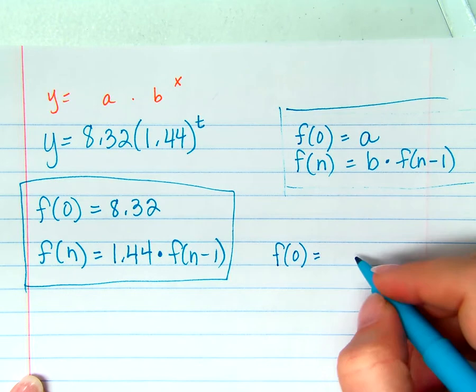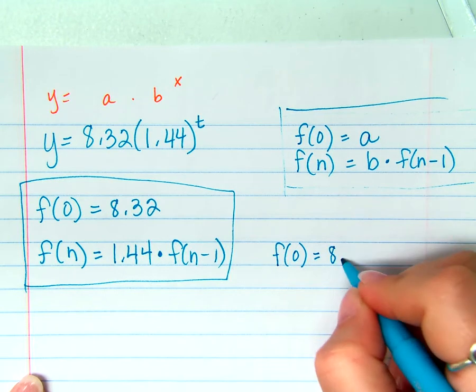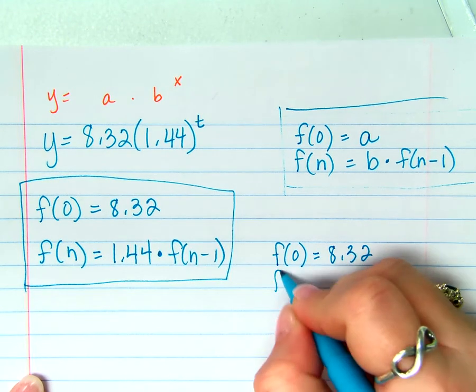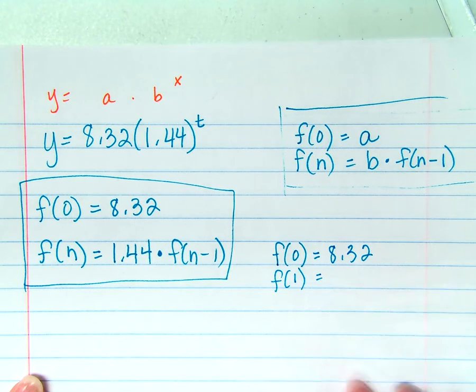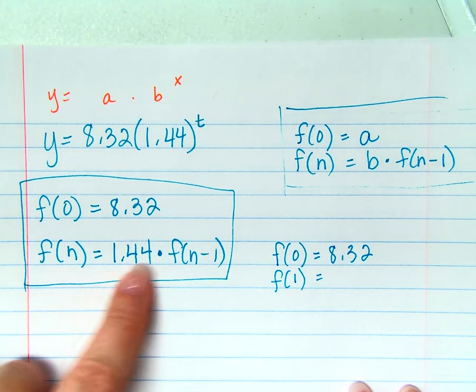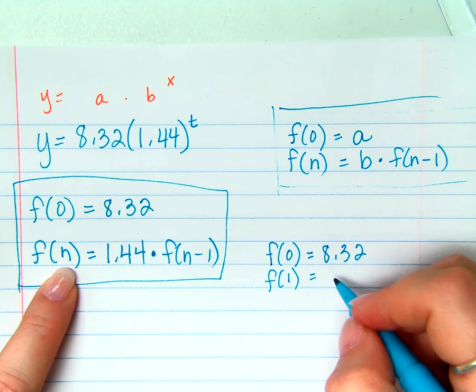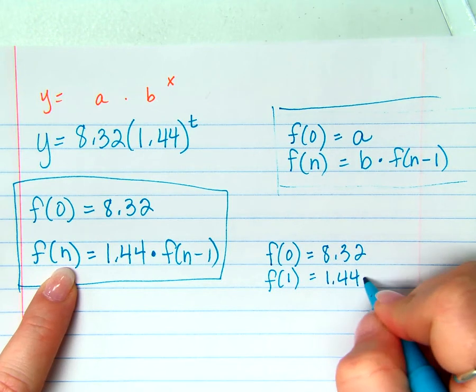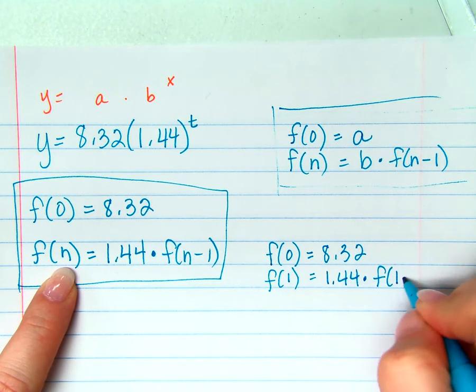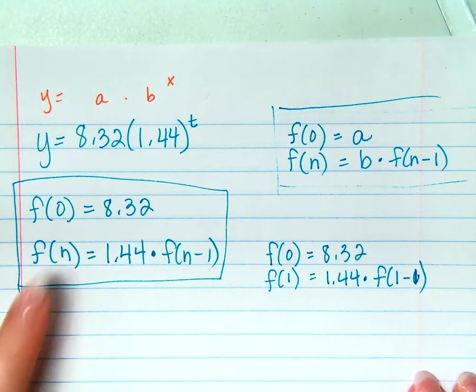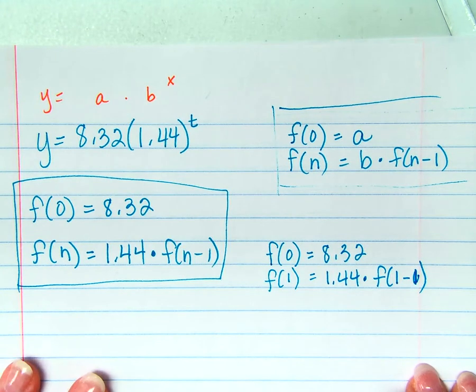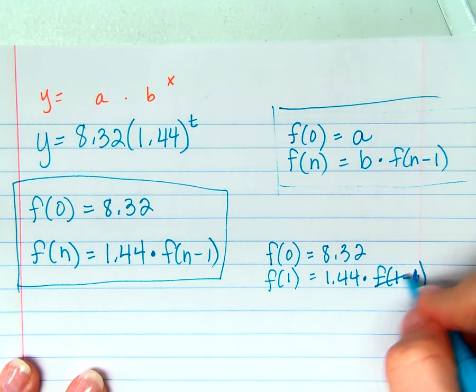What is f of 0? 8.32. What about f of 1? Well, f of 1, I'd have to use this function, right? So f of 1 is 1.44 times f of 1 minus 1. Does anybody know what 1 minus 1 is? Oh, 0. Excellent. This is f of 0.